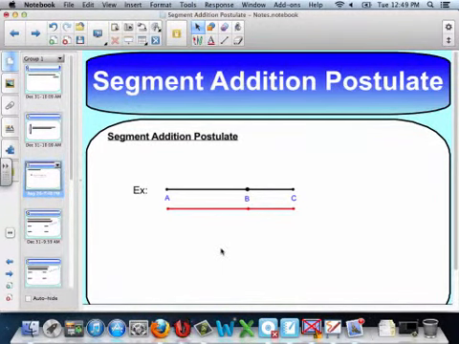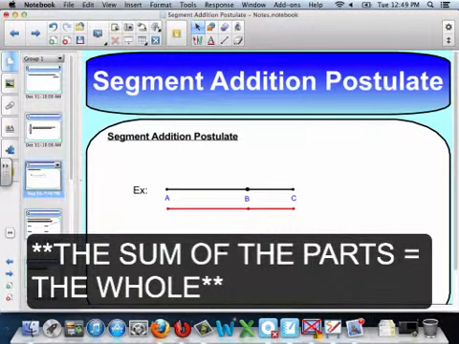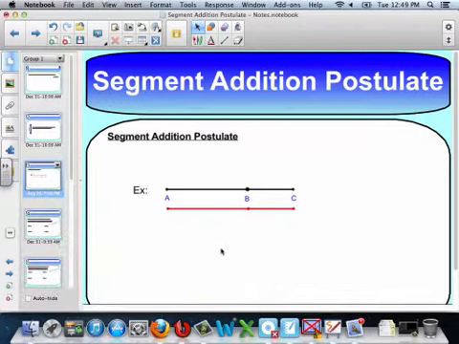Okay, here's the big idea. The true big idea. The sum of the parts equals the whole. That's it. That's what this whole lesson's about. The sum of the parts is equal to the whole. If I add up all of my parts, I get the whole thing. It's that simple. That's what you just write down. The sum of the parts is equal to the whole.